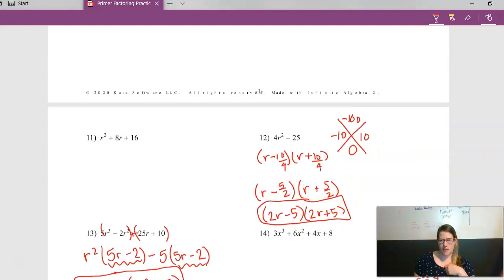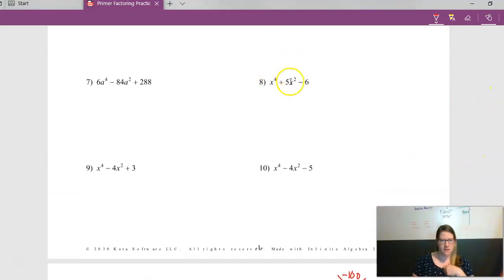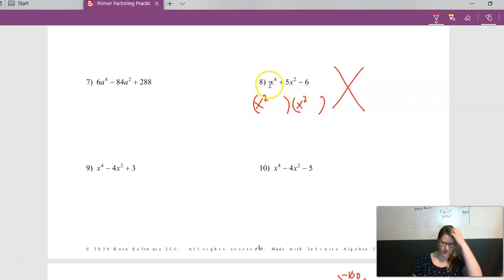Okay, the final type of example you're going to have today is these ones where we have a 4th degree and then a squared. As long as it has this pattern where it's 4th and then squared, we can still factor this using x factoring. The only difference being that when I factor this first part, I'm going to want to write x squared instead of just x, because x squared times x squared does give me the x to the 4th.